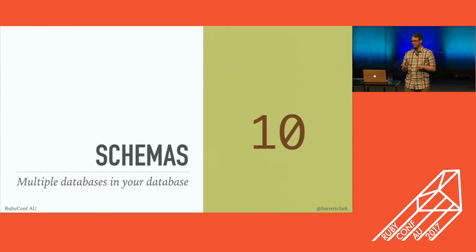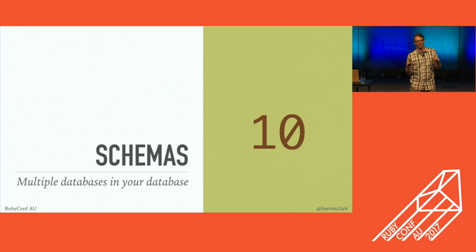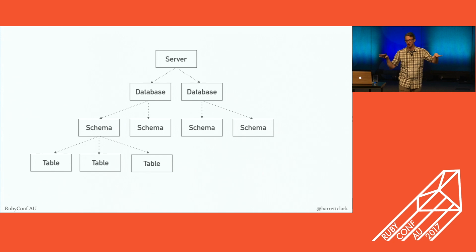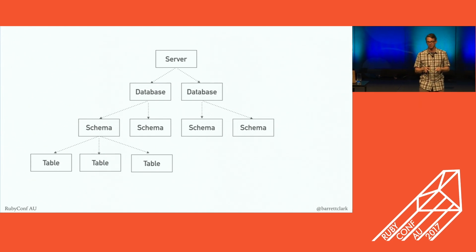Schemas allow you to safely have multiple databases in your database. Yo, dog, I heard you like databases. So think about it like this. On a server, on a physical host, you can have lots of things running, right? You can have multiple databases. In a database, you can have multiple schemas, and the schemas are where the tables, where the database objects actually live.